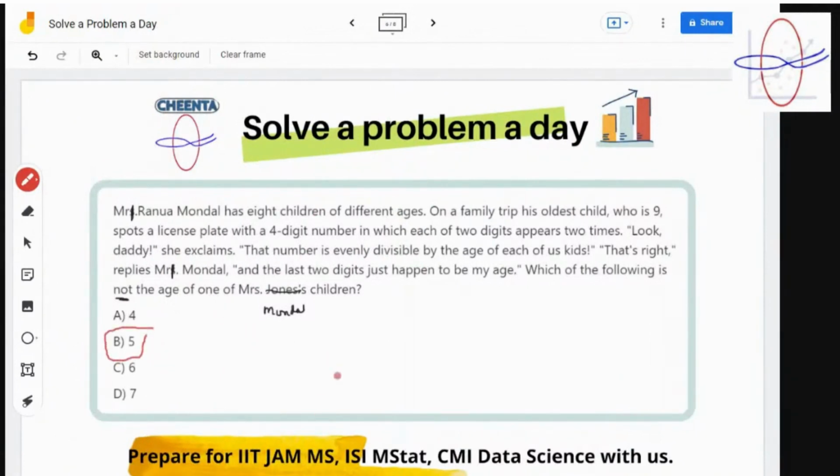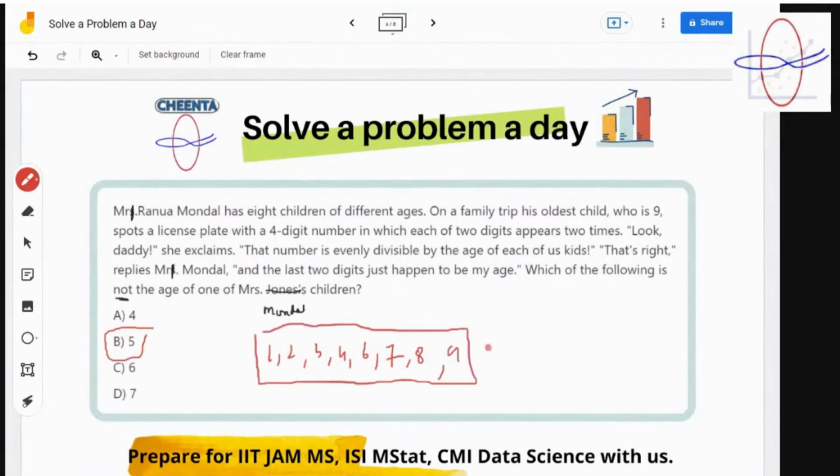And the exercise is to find out the number. So find out which number this is. 1, 2, 3, 4, 6, 7, 8, 9 divide that number, and also the last digit is Mr. Mondol's age. So you can find out which is that number. That's an exercise for you, so find it out.